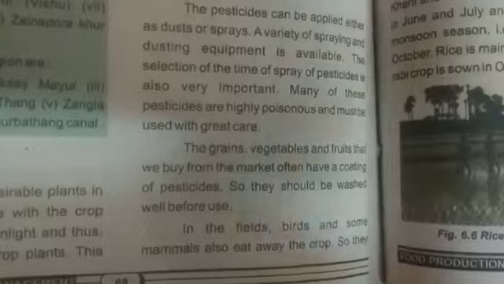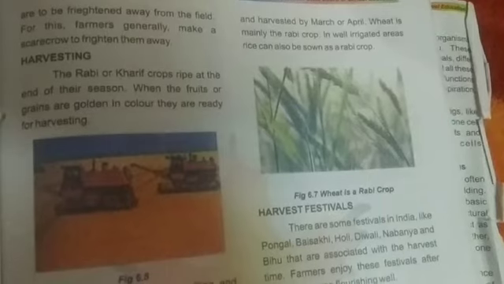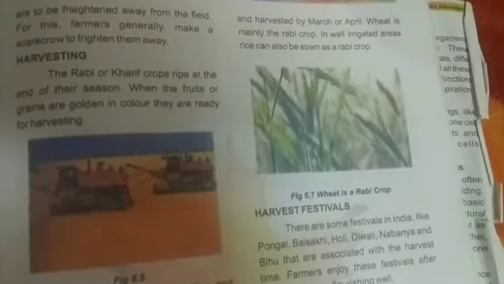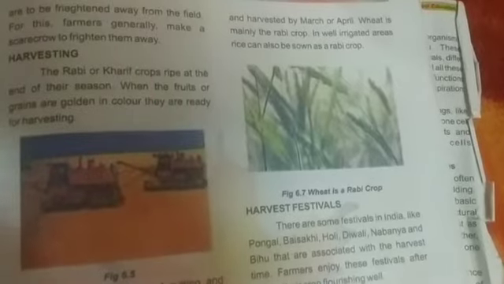Now in the fields, birds and mammals also eat away the crops, right? Birds are there to eat the crops, so they are to be frightened. We need something so that they can be frightened and stay away from the field. For this, farmers use a scarecrow, right? They make a scarecrow so that when the birds come there, they see the scarecrow, get frightened and keep themselves away from there.